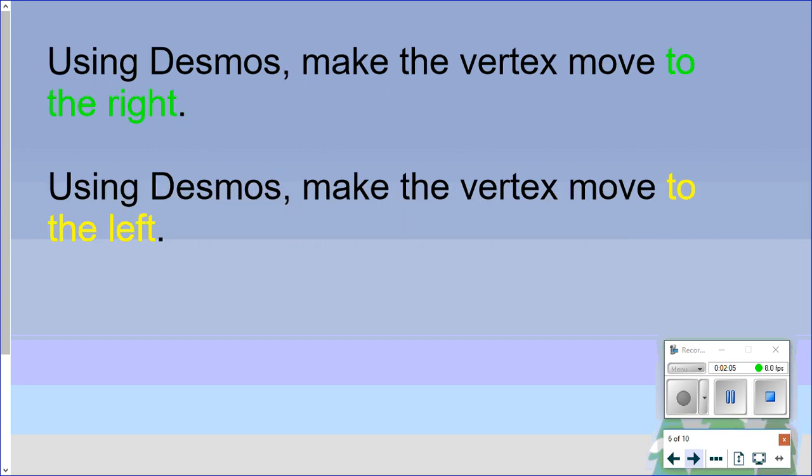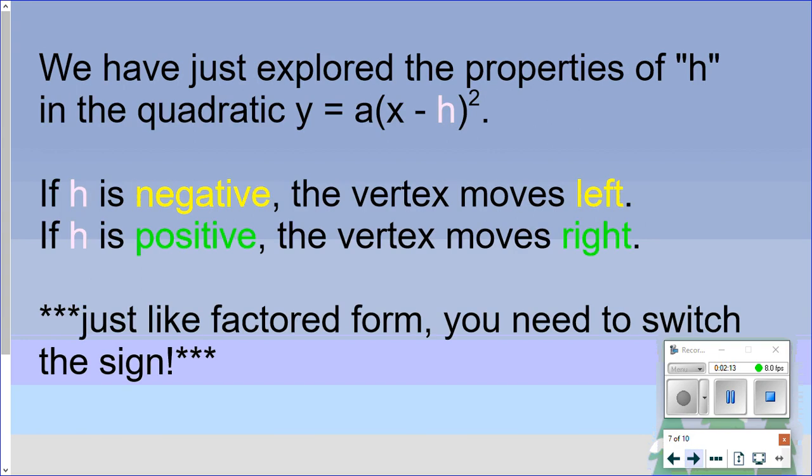This time we're going to try and get you to move the vertex left or right. And this is a little bit more challenging. In order to do it with precision and exact match, we have to put the value inside brackets. Some of you might have played with the b value in standard form, but you'll notice that it wasn't a one-to-one relationship, whereas here in vertex form, it is. Now, if h is negative, then the vertex moves to the left. If h is positive, the vertex moves to the right.